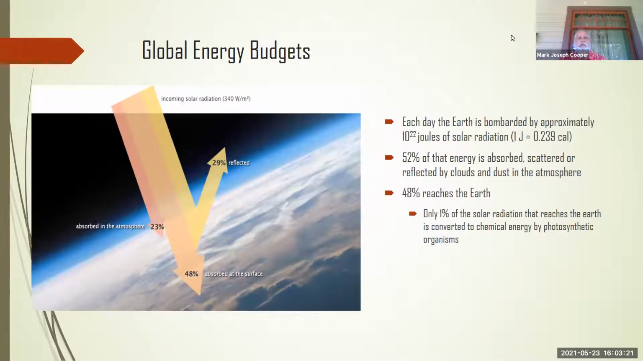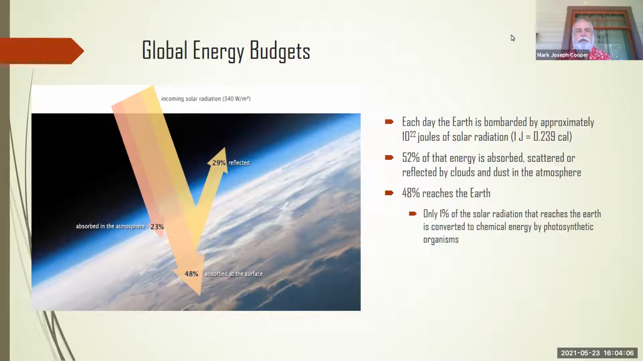And then we'll talk about global energy budgets. Now, what we do want you to know is your book says approximately 50% of the sunlight never makes it to the earth, and that's true. Probably closer to 52% was the last figure I got, like 2018, I think. It's scattered because of clouds and dust in the atmosphere. All right. And so each day the Earth is bombarded by approximately 10 to the 22nd joules of solar radiation. And 1 joule is equal to 0.239 calories. I'm not sure how worried I am about that. 52% we already mentioned. 48% reaches the earth.